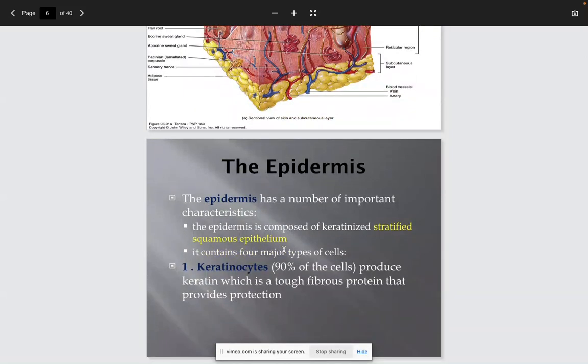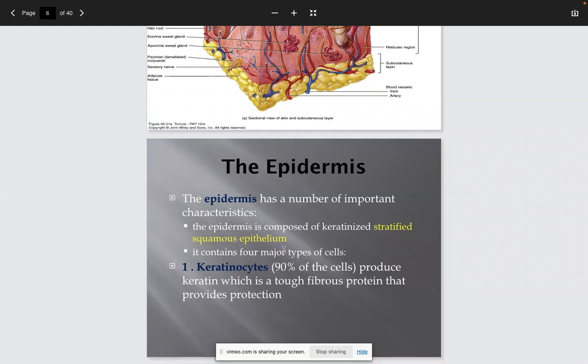So the epidermis has a number of important characteristics. One of those is going to be the composition known as stratified squamous epithelium. And you guys remember that we talked about squamous being a square or floor tile-like shape, and stratified meaning what? Multiple layers. So multiple layers of these flat, floor-like tile-shaped epithelium. So remember, stratified squamous epithelium is very good for protection. This is why it's going to consist of a lot of the epidermis.